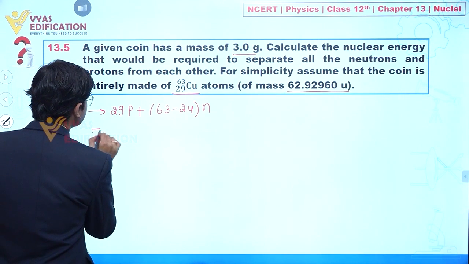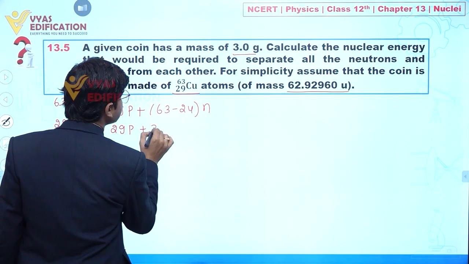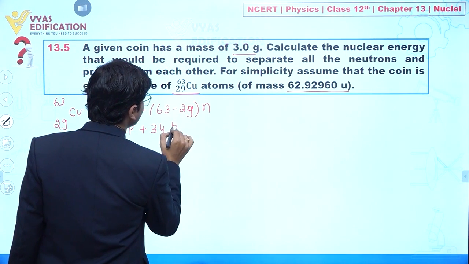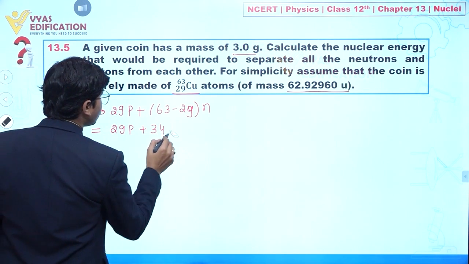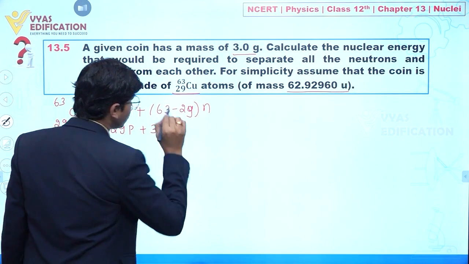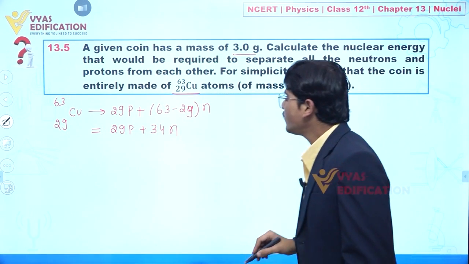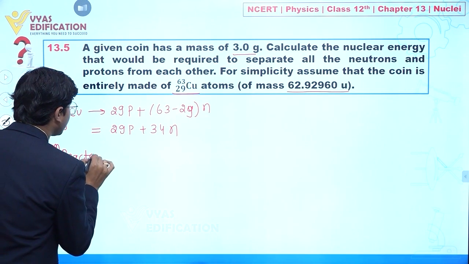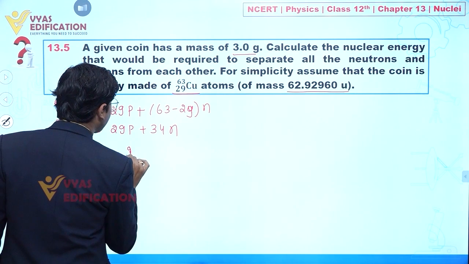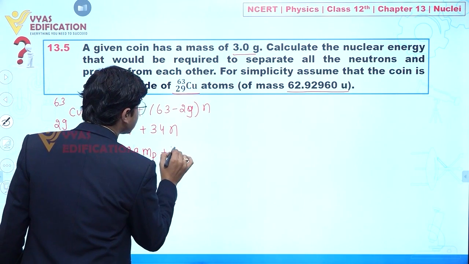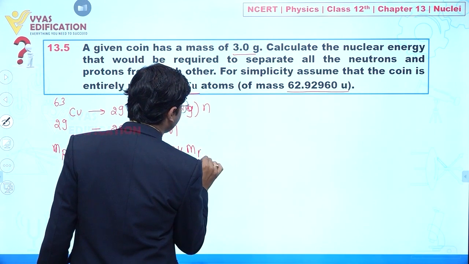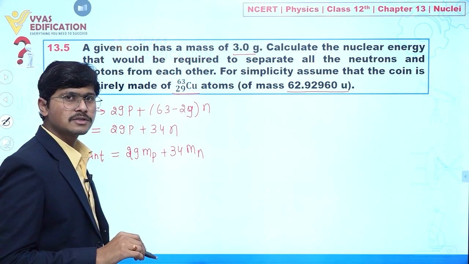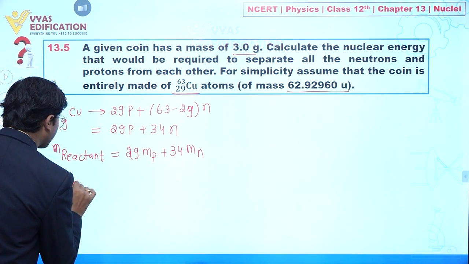So from that one you can see we have a total of 29 protons, and directly you can say 63 minus 29, so this will be 34 neutrons. Clear to everyone? Yes. So now can we first find the mass of reactant? Mass of reactant means 29 multiplied by the mass of proton plus 34 multiplied by the mass of neutron. Clear. Now you can say this is the mass of reactant, and next the mass of product.